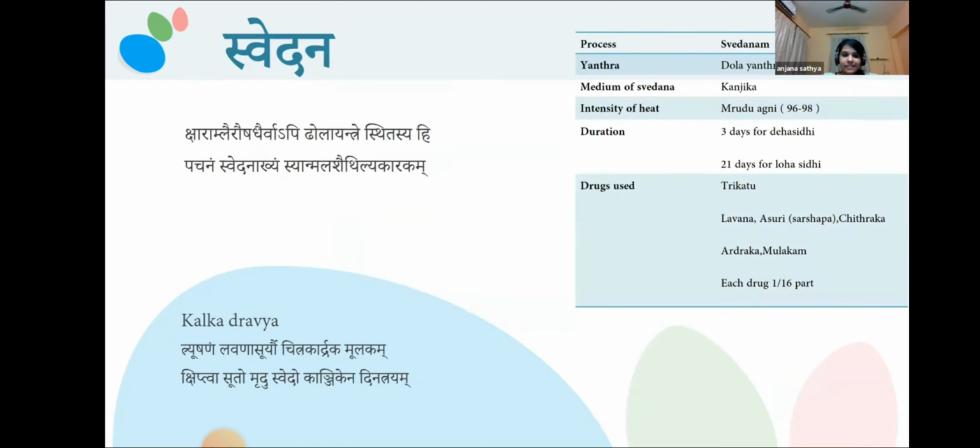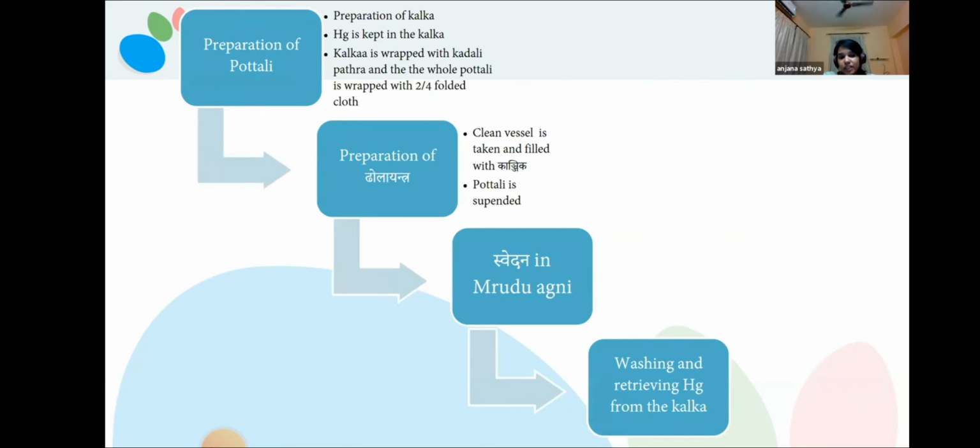That number of days is mentioned in Kanjigena Dinatrayam. So Trayushnam Lavana Asuri, Chitraga Ardraga Mulagam, Chipta Sudo Murdusvedo Kanjigena Dinatrayam. 3 days has to be continued. So that Svedana is done for 3 days. After that, on the 4th day, the mercury is recovered from the kalka by washing the kalka with hot water or kanjika. That is the last and final phase of the Svedana process.